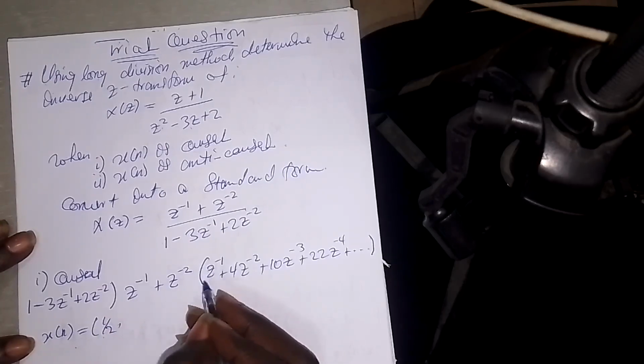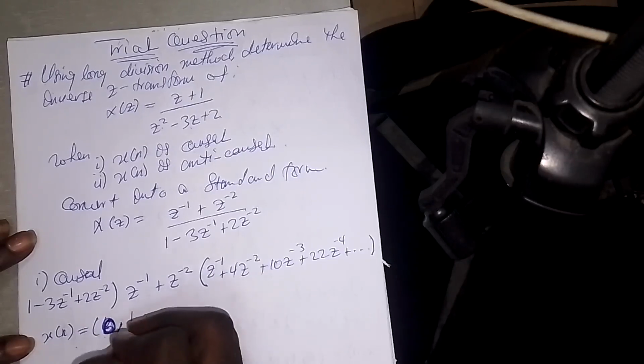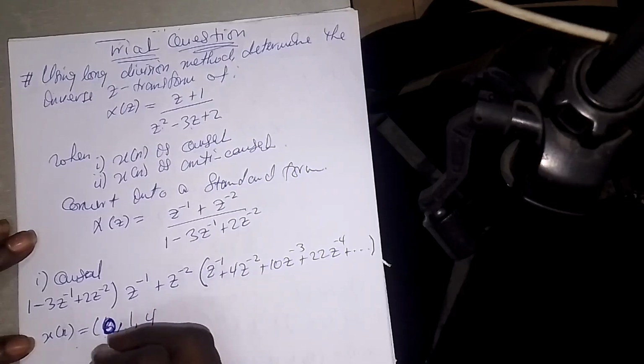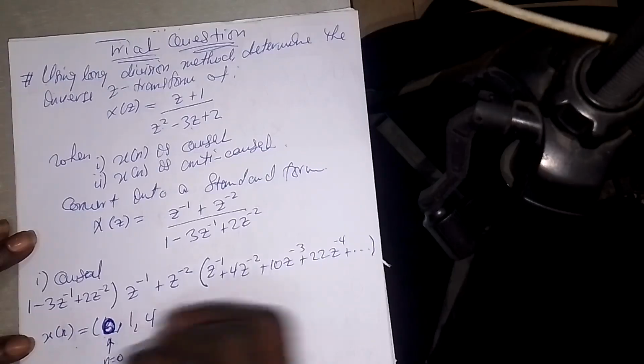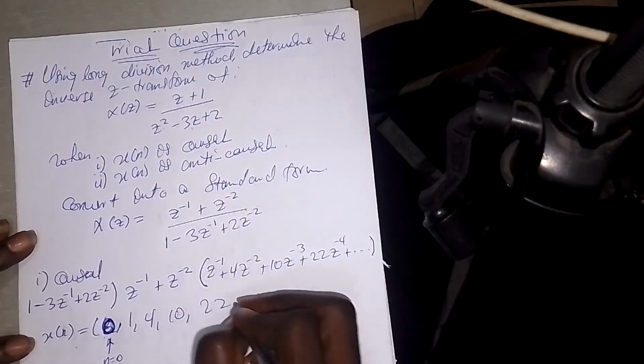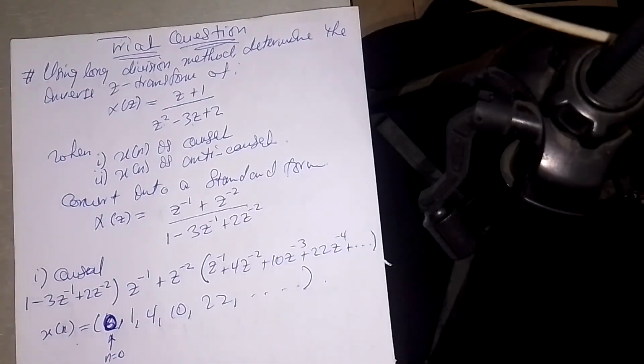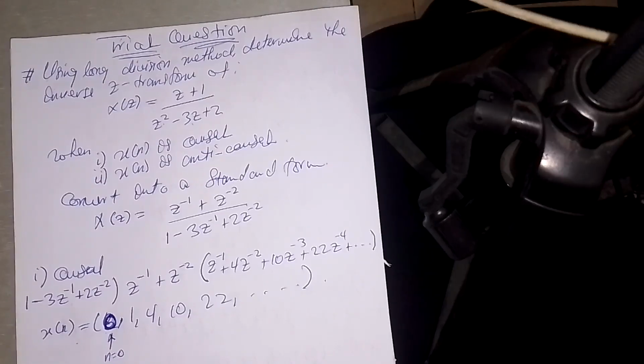Because it's causal, you start from n equals 0. Then you have 1, 4, 10, 22, up to infinity. So basically that's how you do the first one.